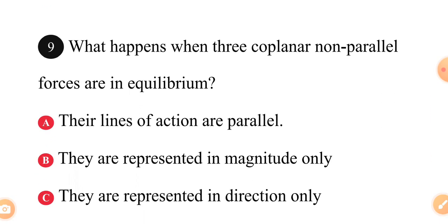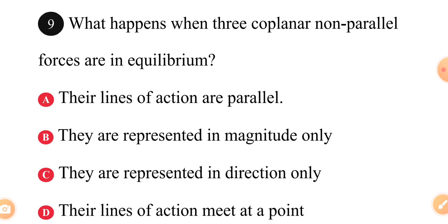Look at this question. What happens when 3 coplanar non-parallel forces are in equilibrium? A. Their lines of action are parallel. B. They are represented in magnitude only. C. They are represented in direction only. D. Their lines of action meet at a point.